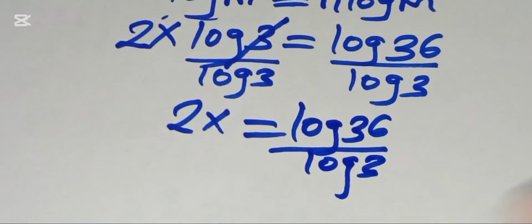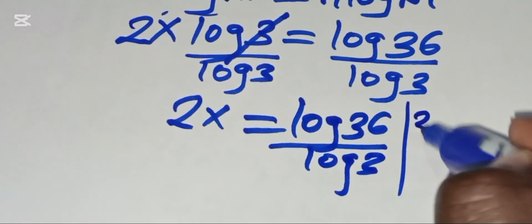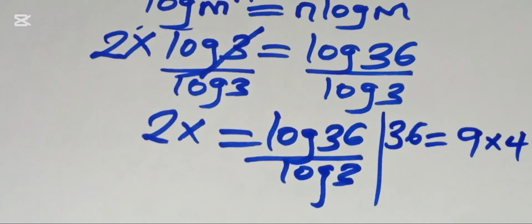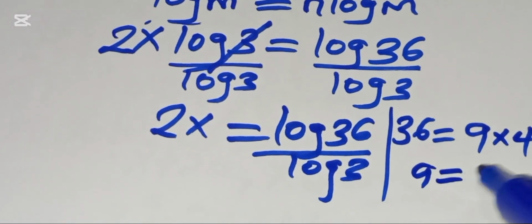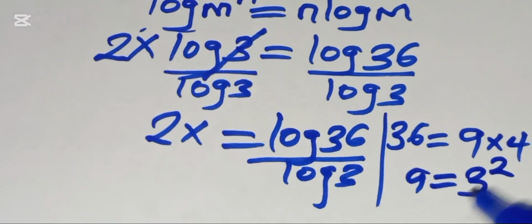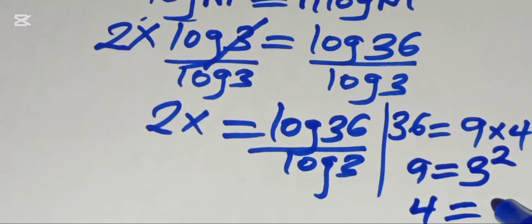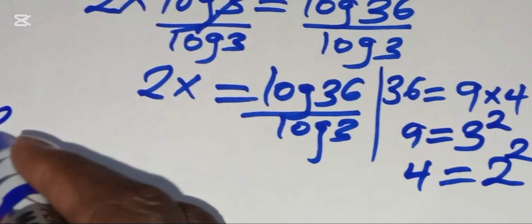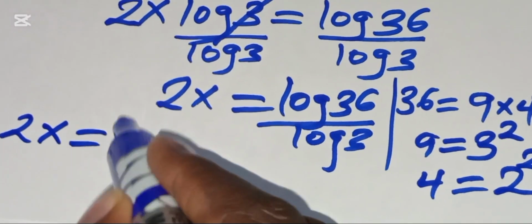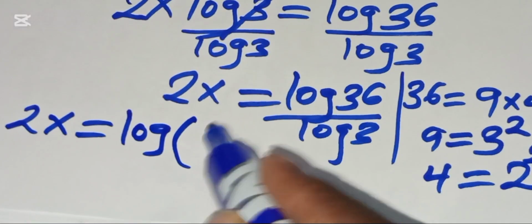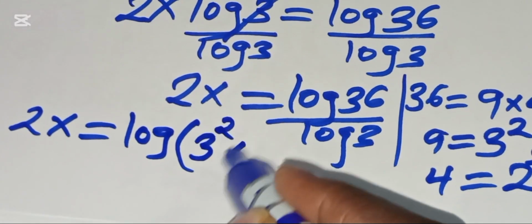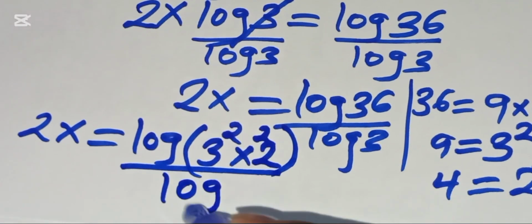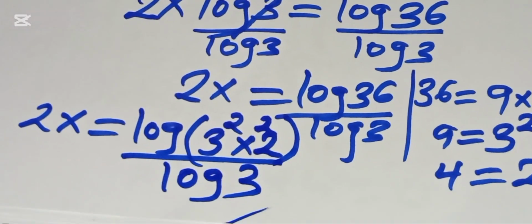Now 36 can be expressed as 9 multiplying by 4, of which we can express 9 as 3 raised to the power 2, and 4 can be expressed as 2 raised to the power 2. So let's apply this. You'll have 2x is equal to log of 3 squared multiplying by 2 squared, divided by log 3.